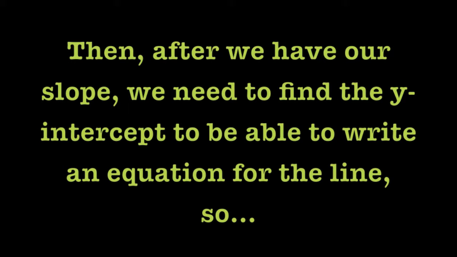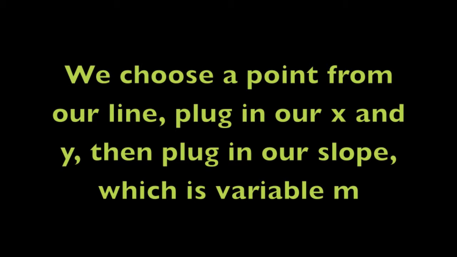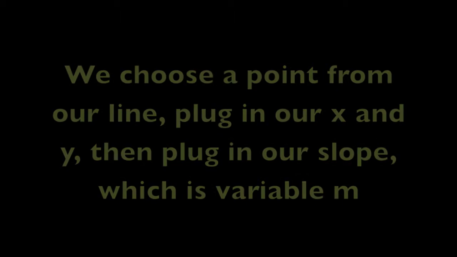Then after we get our slope, we need to find the y-intercept to be able to find the equation of the line. To find the y-intercept, all we need to do is use the equation y equals mx plus b and plug in the variables. We choose a point from our line, plug in the x and the y, and then plug in our slope, which is the variable m.